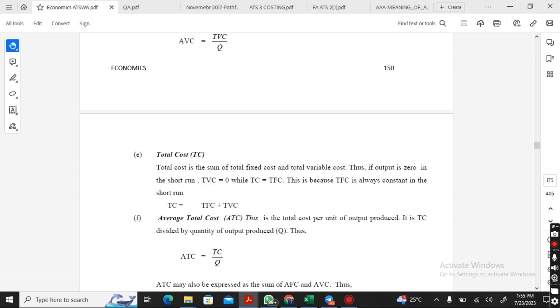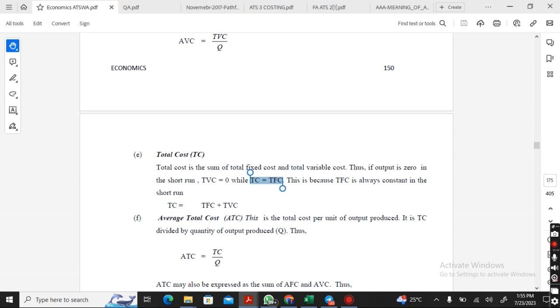Total fixed cost will be what? If the output is zero, even though they are not earning anything, they will still pay for rent. So in this regard, your total cost now will be what? Your TC, total cost, is total fixed cost plus total variable cost.